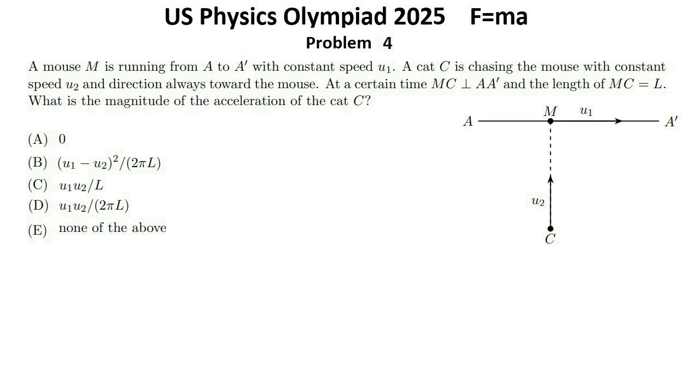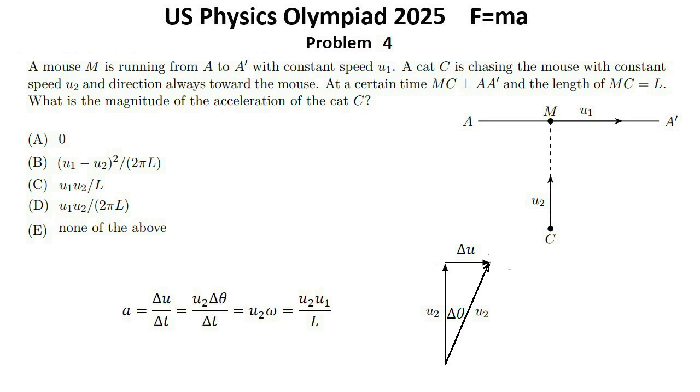Solution for problem number 4. For small angles delta theta we have the next diagram. On this diagram acceleration A equals delta u over delta t. But delta u equals u2 delta theta. And delta theta over delta t is the angular speed omega of point M around point C, which is just u1 over big L. Finally we have acceleration A equals u2 u1 over L, which is answer C. That was the solution for problem 4.